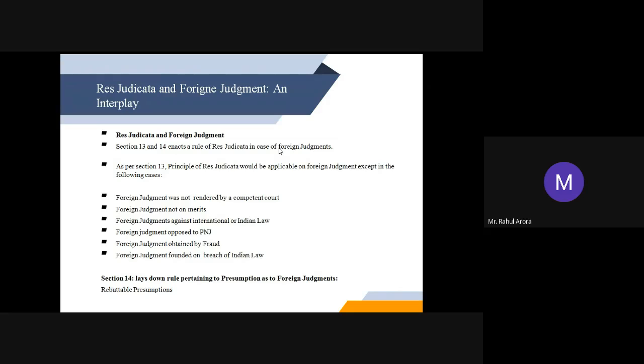What do you mean by rebuttable presumption? A rebuttable presumption means a presumption which can be rebutted. If evidence contrary to the facts may be given, then in those circumstances, a rebuttable presumption would be applicable.